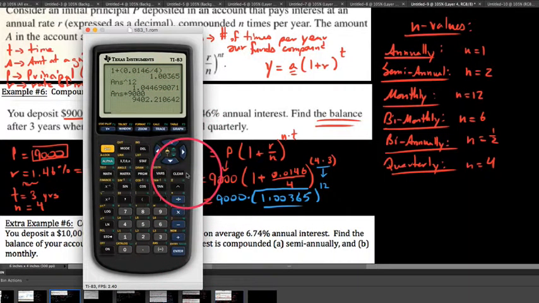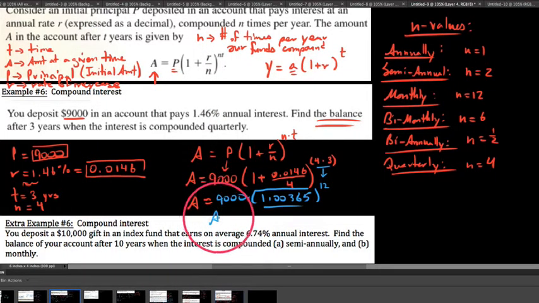Because we're talking about an amount of money or an investment amount, I'm going to stop at the nearest hundredth and the nearest penny. So 9402.21. We say the amount is 9402.21, and we want to make sure that we label this, in dollars.